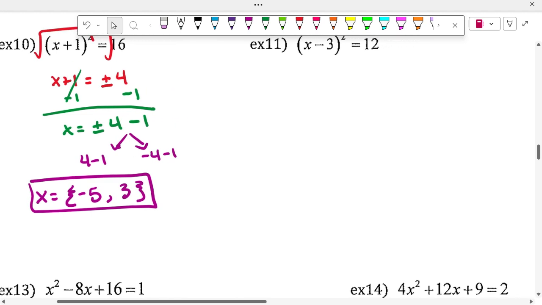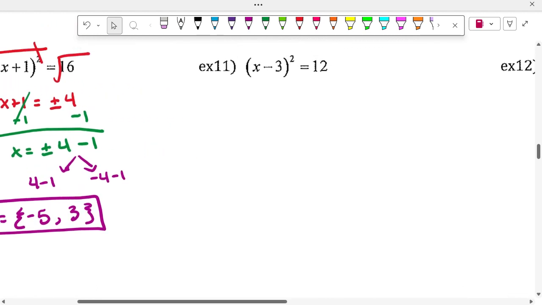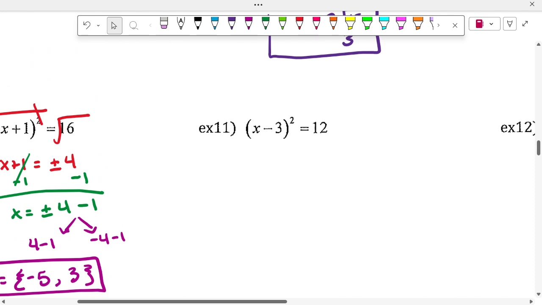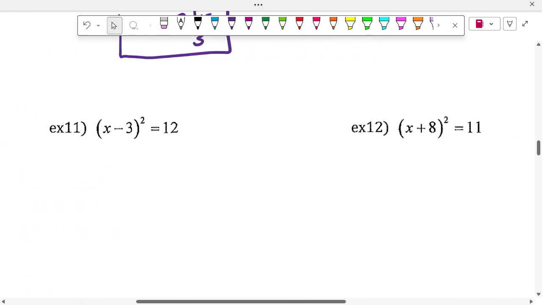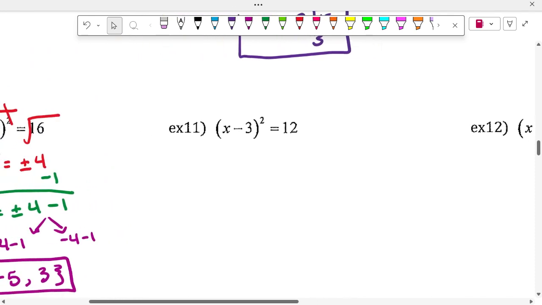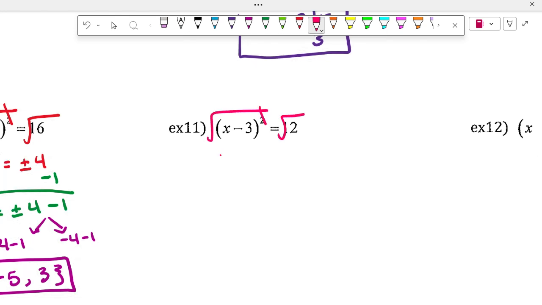All right, now, example 11. Similar, but it's going to look a little different. So, what do I do first? Take that square root. That goes away. I get x minus 3 is equal to plus or minus the square root of 12. Now, before you move the 3, I recommend just going ahead and simplifying, because we know the square root of 12 isn't going to be pretty.